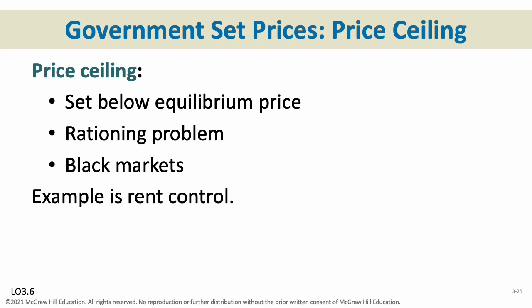Now, other issues that happen are, number one, you get what's called a rationing problem. Since there aren't enough for everybody, who do we make sure gets the apartment or whatever product we are giving this price ceiling to? And it's called a price ceiling because you can't go above the ceiling. That generally leads to black markets, things where we illegally charge more than we're legally allowed. So you can get black markets with price ceilings as well, and they lead to inefficiency in an economic sense.